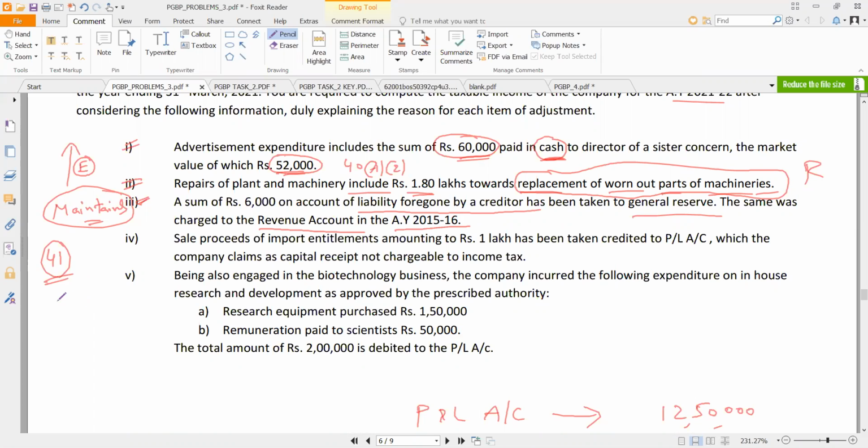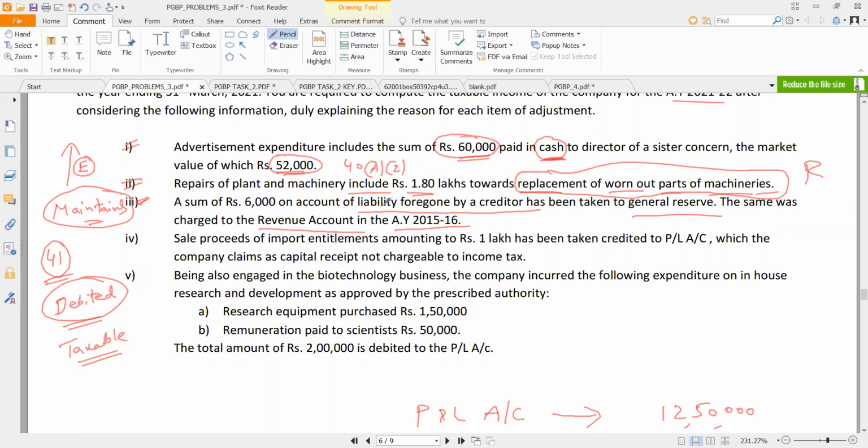Any amount which is earlier debited to P&L, if at all any reversal happens now, what should be the treatment of that? Earlier debited to P&L means earlier claimed as reduction. Now what will happen if any reversal is there? Simply that becomes taxable, as simple as that.